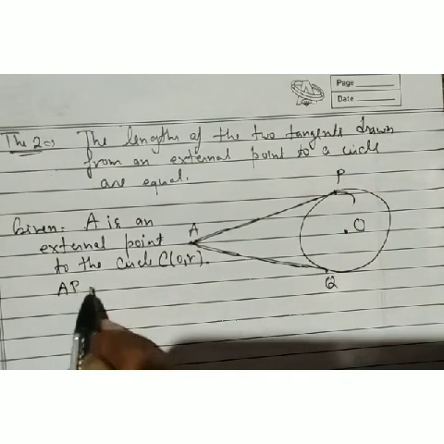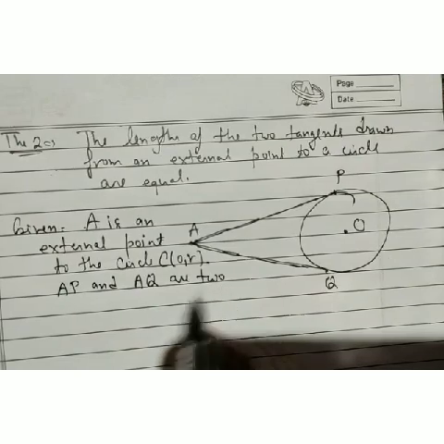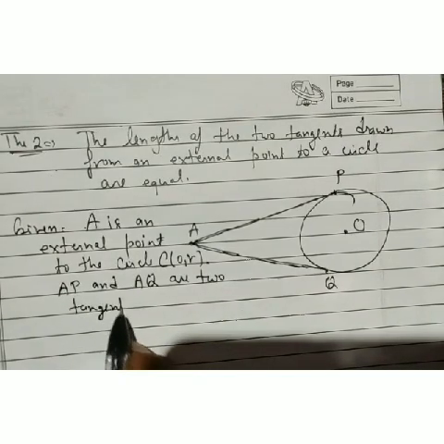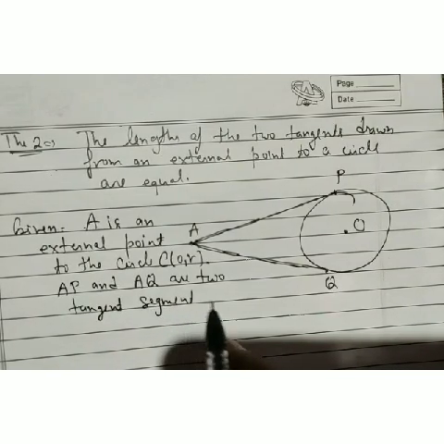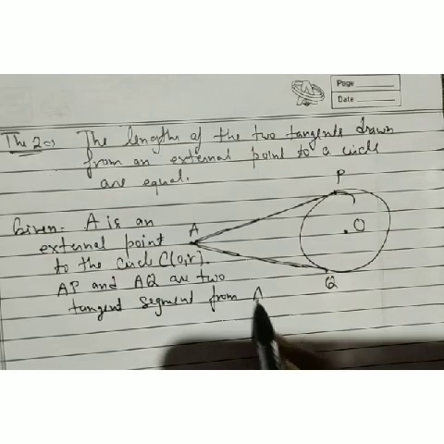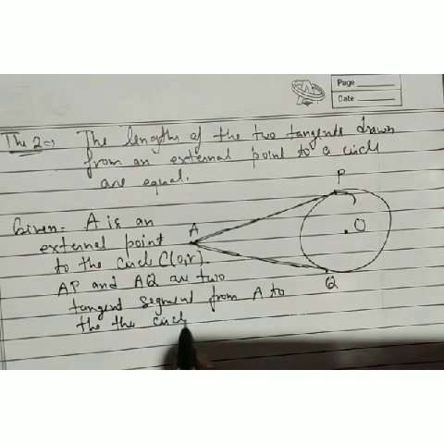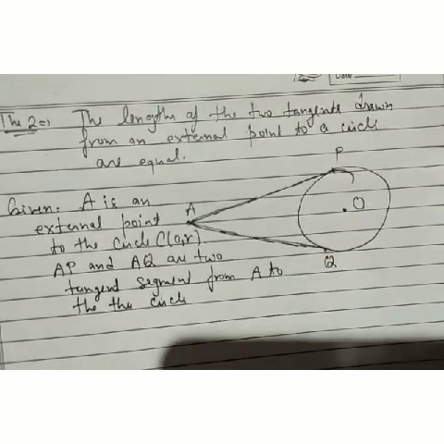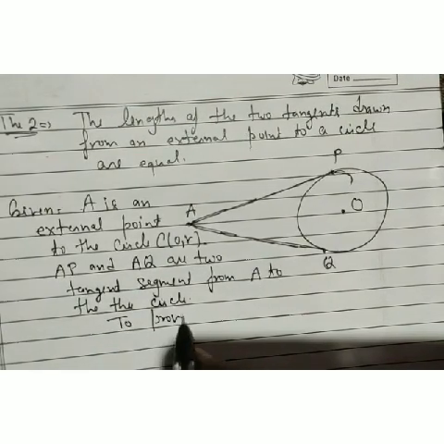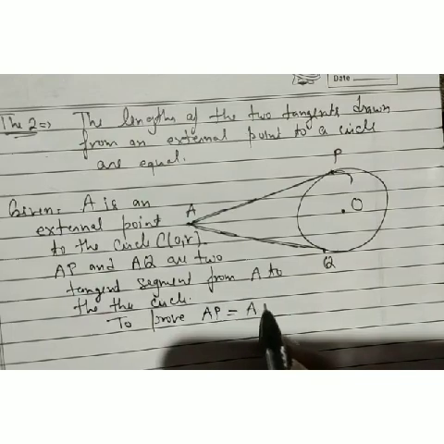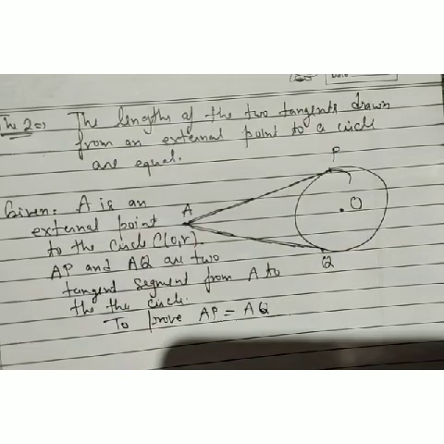AP and AQ are two tangent segments from A to the circle. And what do we have to prove? We have to prove that AP is equal to AQ. Again, to prove it, we need a construction.